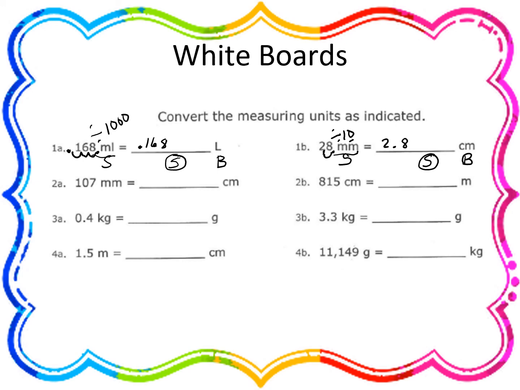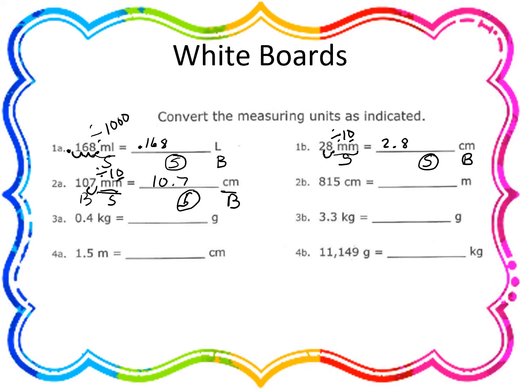Okay, 2a, 107 millimeters is equal to how many centimeters? Again, centimeters are big, millimeters are small, so I'm looking for a small number. How do I find a small number? We divide. How many millimeters are in a centimeter? The answer is 10. So we move the decimal 1 place. So 10 and 7/10.